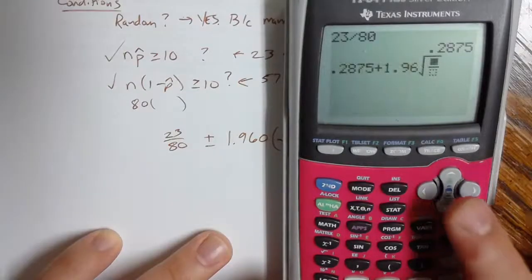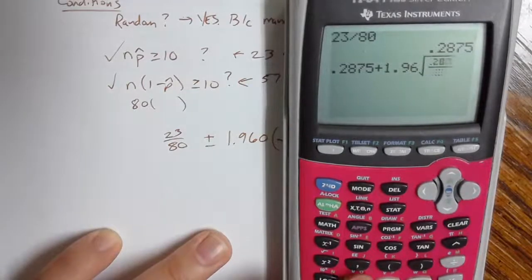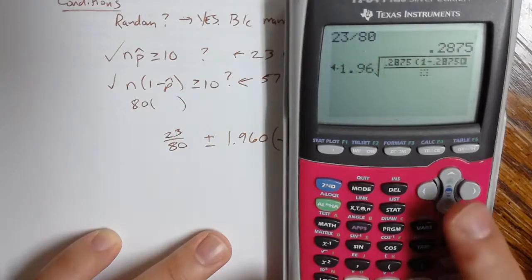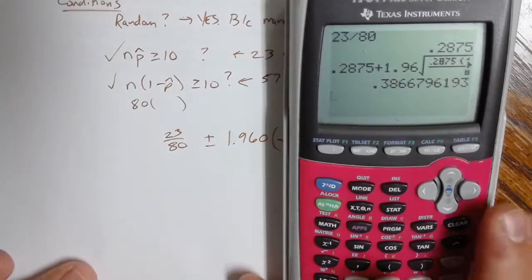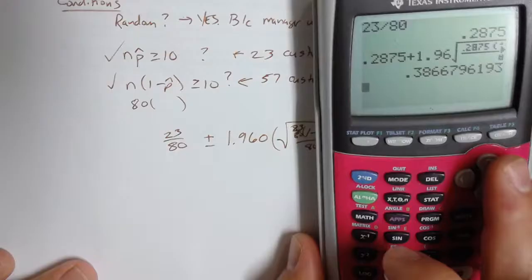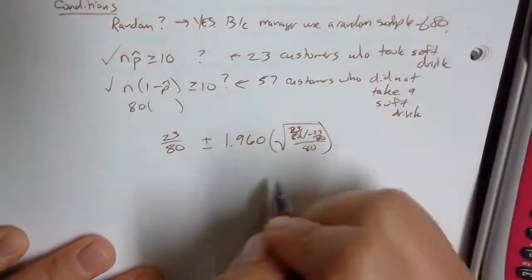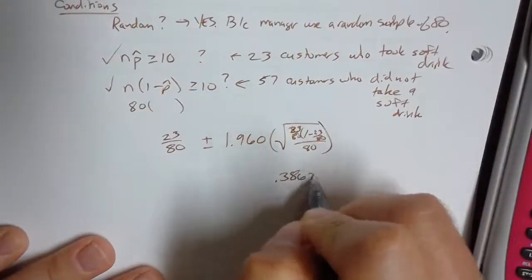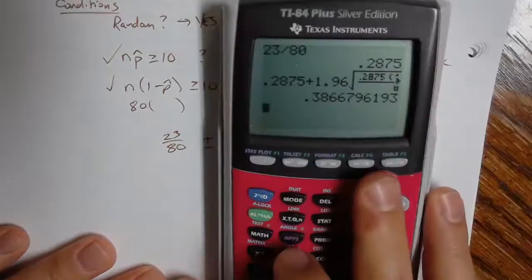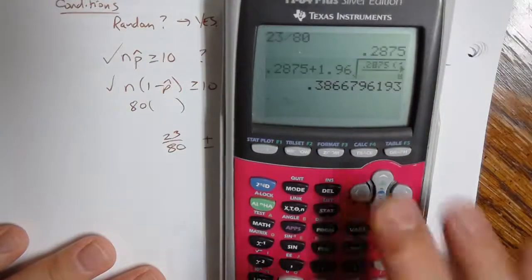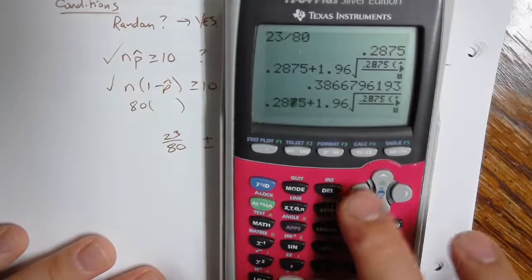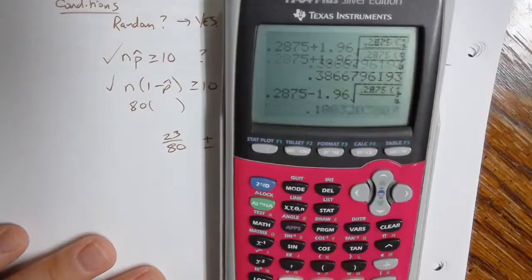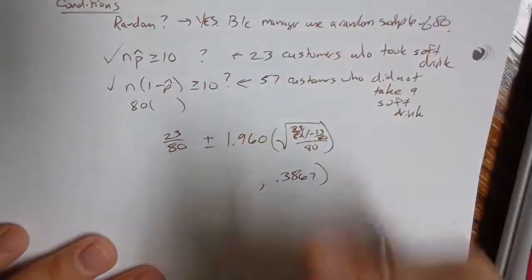I like to use the fraction button here. So we're going to use the 0.2875, 1 minus 0.2875 over 80. So we get the upper bound here, 0.3867. And we're going to get the lower bound here, and it's pretty quick to do. Let's use the last thing we typed and just change this plus to a minus. 0.1883.